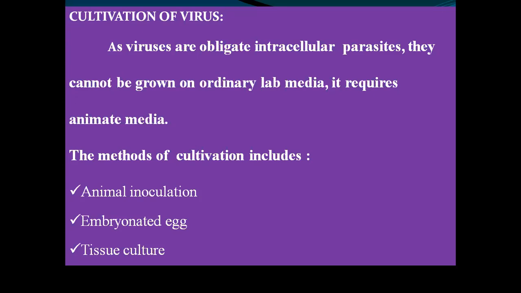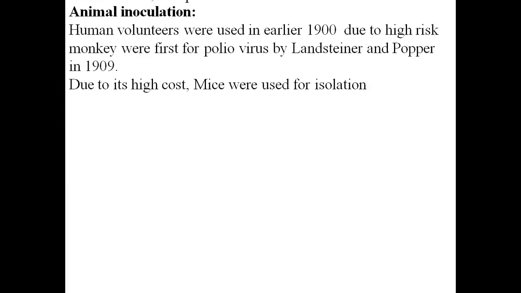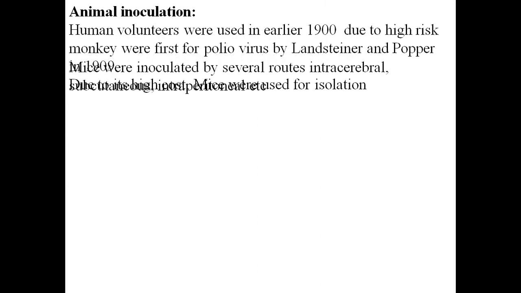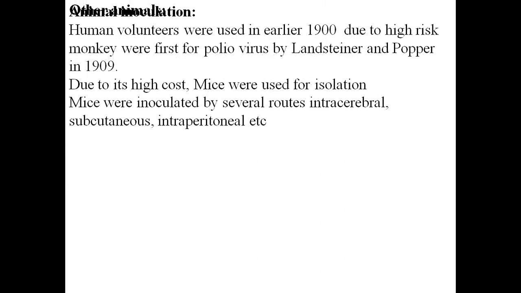So what are the cultivation methods? There are three types of methods available for the cultivation of viruses. One is animal inoculation. Number two, embryonated egg. Number three, tissue culture. These three methods are available for growing the viruses under laboratory conditions. First one, animal inoculation.